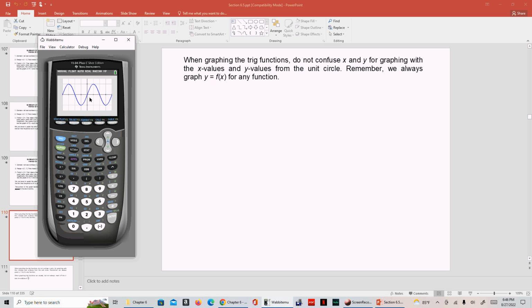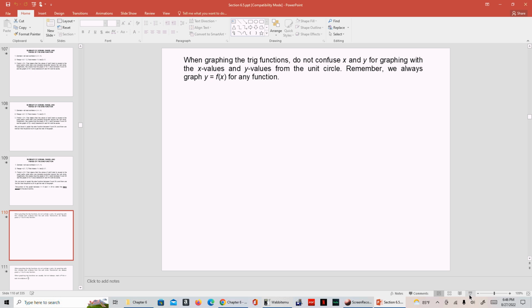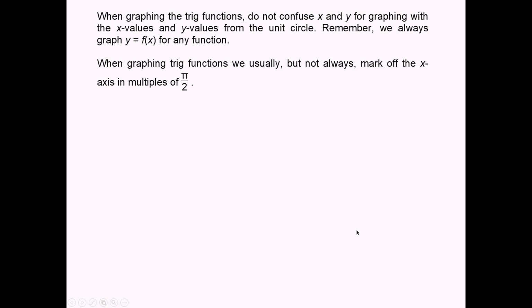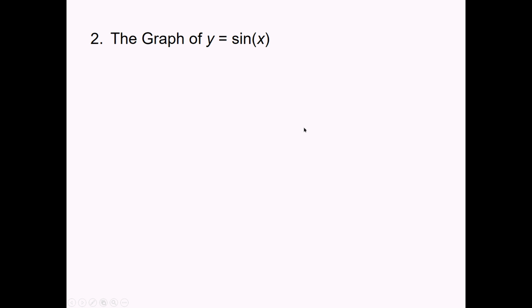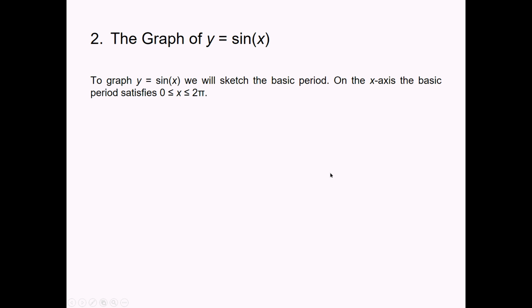Now notice, from 0 to 2 pi, that's the basic period. It looks the same as this that went from -2 pi to 0. So when graphing the trig functions, we usually, not always, mark off the x-axis in multiples of pi over 2. So the graph of y equals sine of x. So the basic period goes from 0 to 2 pi.